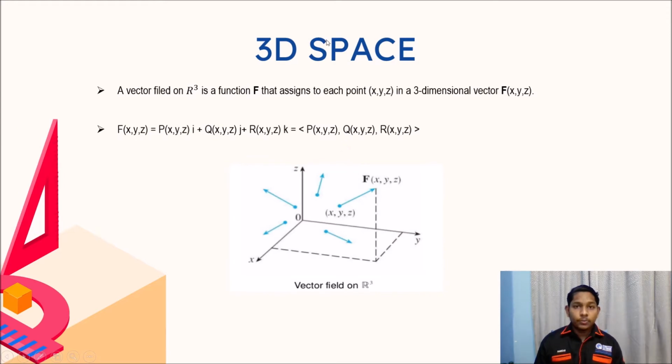Next, moving on to 3D space. A vector field on R3 is a function F that assigns to each point (x, y, z) in a three-dimensional space a vector F(x, y, z). Unlike the 2D plane, in 3D space we have an extra component, which is z. There are three inputs: x, y, z. To explain this topic further, my team members are going to show a few examples of 2D vectors and 3D vectors.